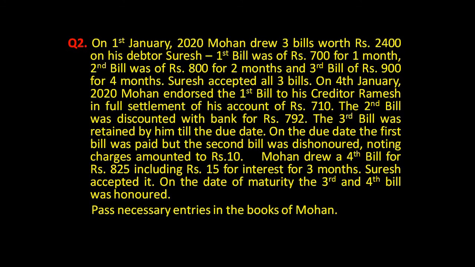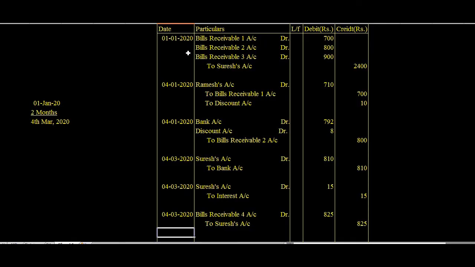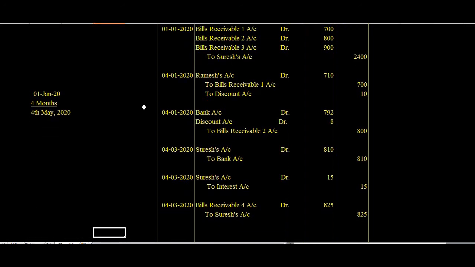And let's read further. On the due date, or that's date of maturity, the third and fourth bill were honored. Fantastic. The third bill was for a period of 4 months. What was the date of the third bill? 1/1. The only thing that changes here is the period now becomes 4 months. So Jan and 4 months, Feb, March, April, May. So the date becomes 4th of May. All right. So let's pass this entry on 4th May. But let's see what was done with the third bill. The third bill was retained.